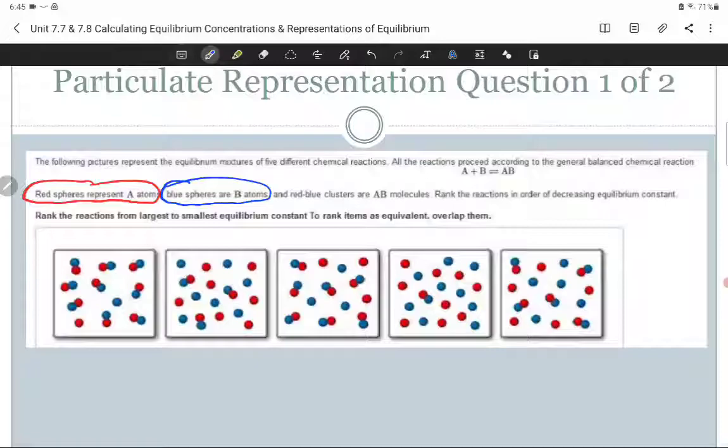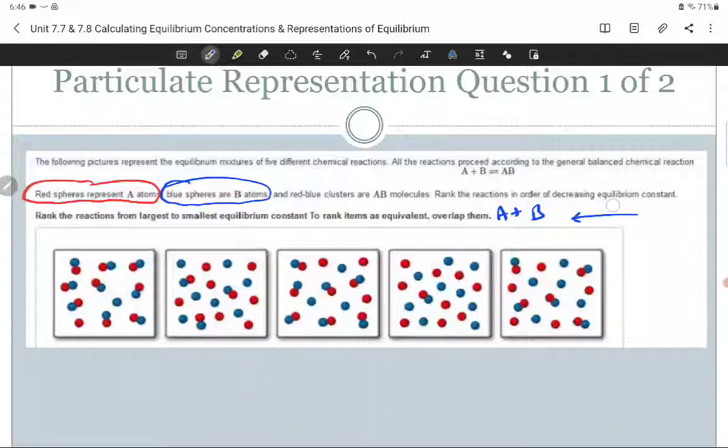So it says rank the reactions in order of decreasing equilibrium constant. So remember that if the equilibrium constant is huge, it moves more left to right, meaning that you're going to have lots of AB when you're done. If the equilibrium constant is very, very small, you're going to have very little of that way and lots of this way, meaning you'd have at the end of the day lots of A plus B laying around.